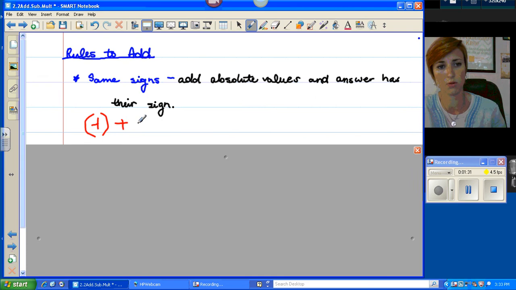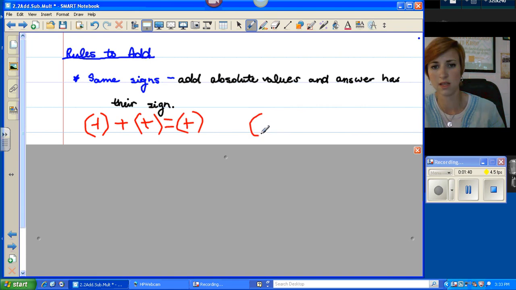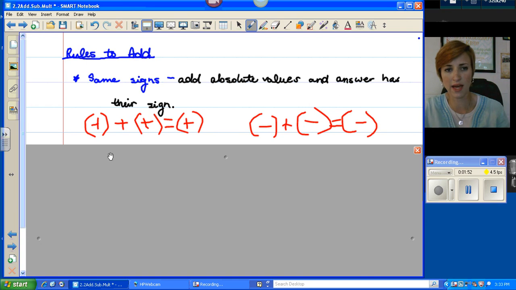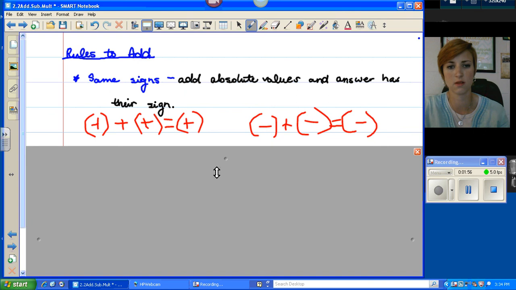So a positive plus a positive will give us a positive because we're adding. So same signs means it gets their sign. Same way if I add a negative plus a negative equals a negative. So when you're adding, whatever sign your numbers have is the one the answer gets.